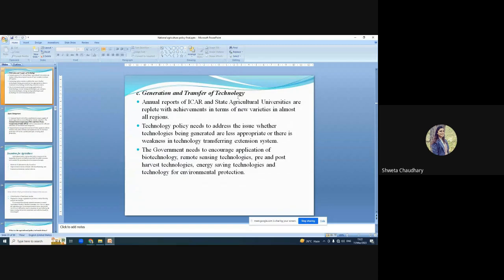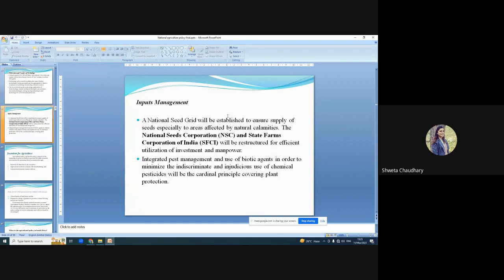Transfer of technology. For transfer of technology, we have ICAR and state agricultural universities, who initiate new varieties or new ideas or new insecticides, pesticides for the production of the crop. So these are just given to state and ICAR agricultural universities. Then input management is done in our country through seed corporations for the seed, the state corporations. So these are the names of the agencies that look after input management.